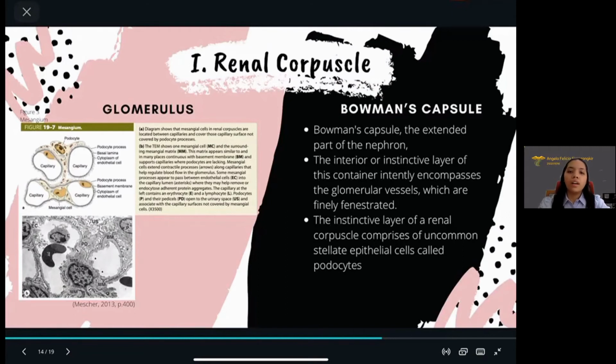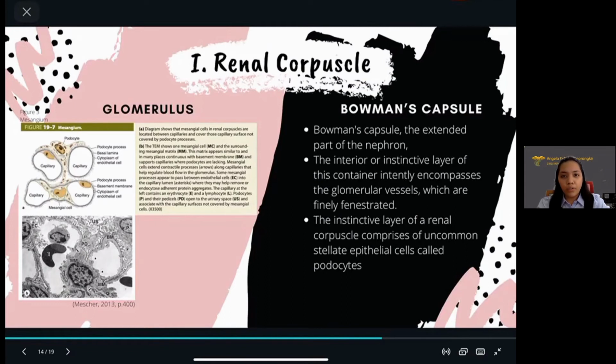The inner or visceral layer of this capsule closely encompasses the glomerular vessels, which are finely fenestrated. Between the two capsule layers is the capsular or urinary space, which receives the fluid filtered through the thin wall and visceral layer. The external parietal layer of the capsule is composed of simple squamous epithelium supported externally by a basal lamina. At the urinary pole, this epithelium changes to the simple cuboidal epithelium that continues and forms the proximal tubule.